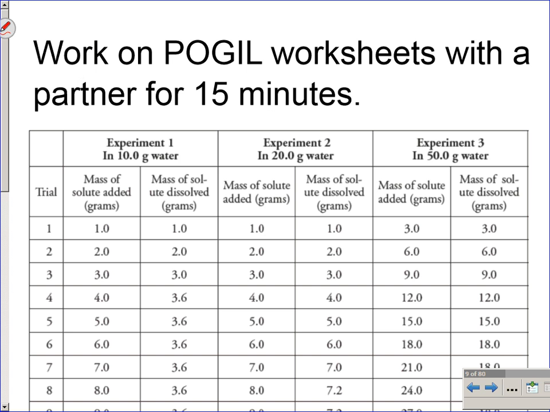Okay, so that's it. Let's look at our Pogil stuff for a moment. So you guys took some time to look through this. This is me introducing solubility to you through data, and then we'll look at graphs, and then we'll actually figure out what this actually means.